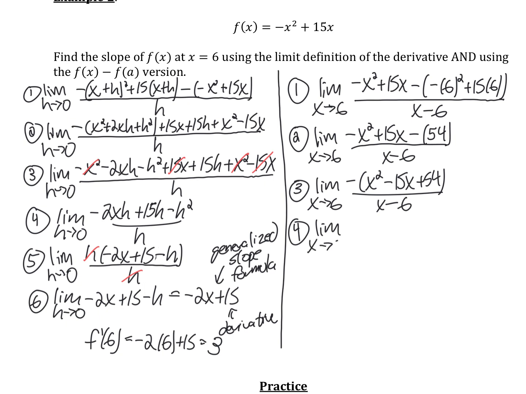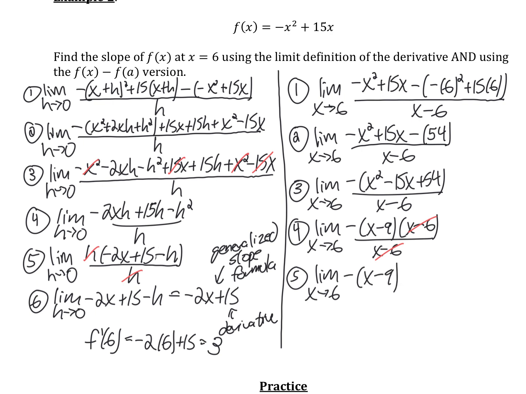So we get the limit as x approaches 6 of negative, and if we factor the numerator now, we get x minus 9 and x minus 6, all over x minus 6. What's great about this, the x minus 6's cancel out, and I can rewrite this simplified limit as the limit as x approaches 6 of negative x minus 9. Now, can I plug in 6? I can. Okay, I get negative 6 minus 9, which is negative 3, or positive 3.